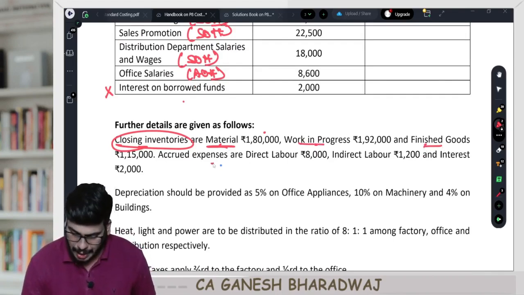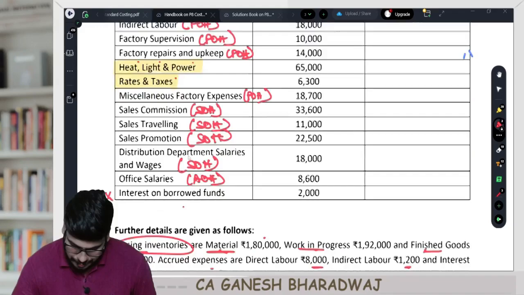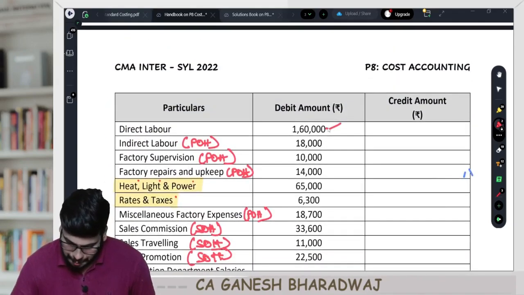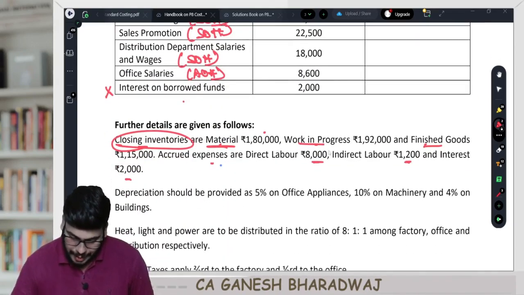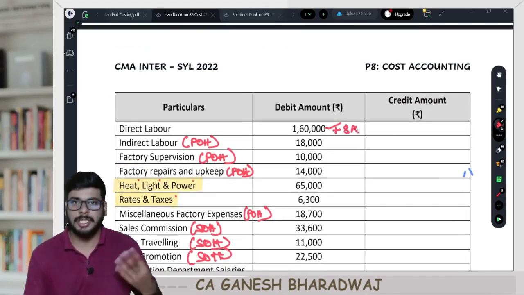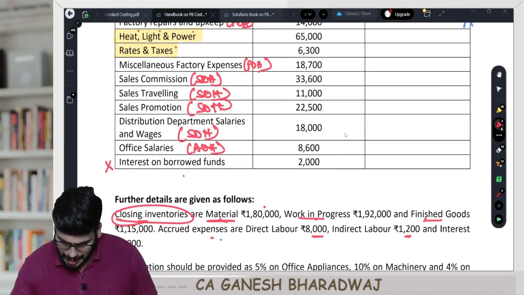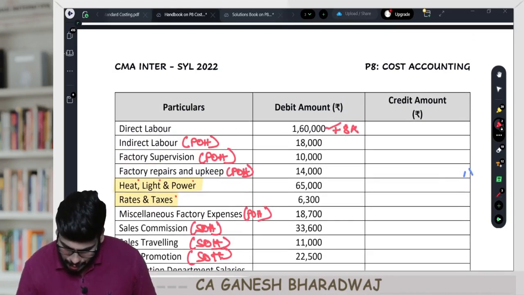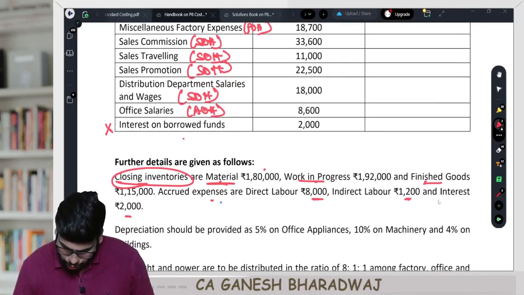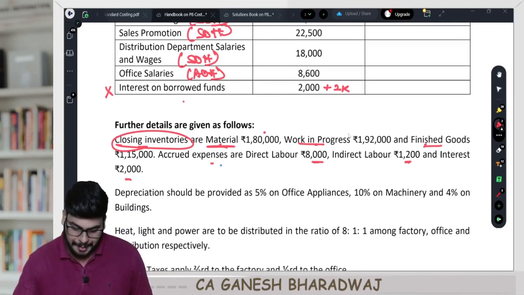Accrued expenses are direct labor 8,000, indirect labor 1,200, and interest 2,000. So direct labor, 1,60,000 is the amount paid. Over and above that, you have 8,000 rupees of direct labor outstanding. So technically speaking, another 8,000 rupees will also be considered. We always follow the accrual concept. What is outstanding also needs to be added as a cost. Then indirect labor is 1,200, so plus 1.2k indirect labor. Then you have your interest cost. Interest 2,000, plus another 2,000 that needs to be added.